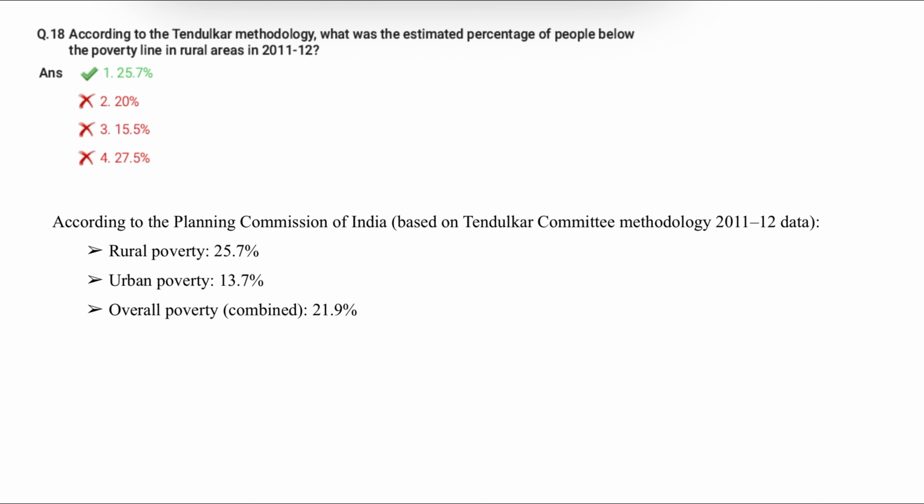Question number 18. According to the Tendulkar methodology, what was the estimated percentage of people below the poverty line in rural areas in 2011 and 2012? According to the Planning Commission of India, based on Tendulkar Committee methodology 2011-2012 data, rural poverty is 25.7%, urban poverty is 13.7%, overall poverty combined is 21.9%. Here the correct answer is option 1.